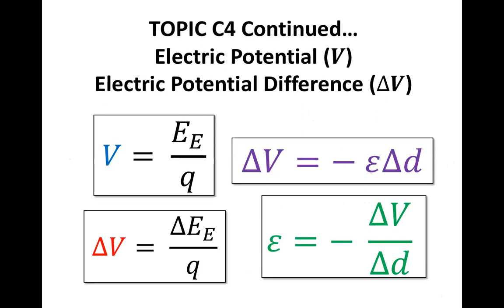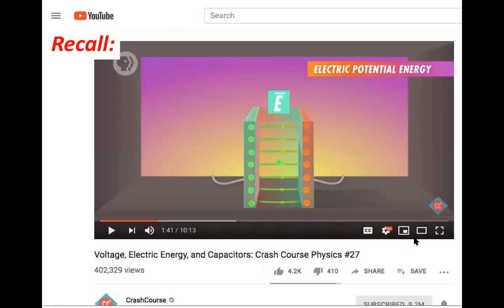Okay, so the next part of this lesson, instead of the change in electrical potential energy, now we're going to talk about electric potential, which is V, and electric potential difference, which is delta V. So these are the equations that we're going to briefly go over, and then we'll do some examples. I do recommend the Crash Course in Physics video that I'm going to link at the end of this.